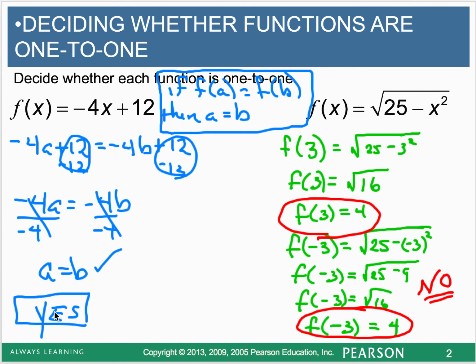Even though really we already knew it was, because we couldn't find two x values that gave the same y value. But here's how you can prove it. And if you know it's not, here's how you can prove it's not: find two values and show that different x values will give the same y value.